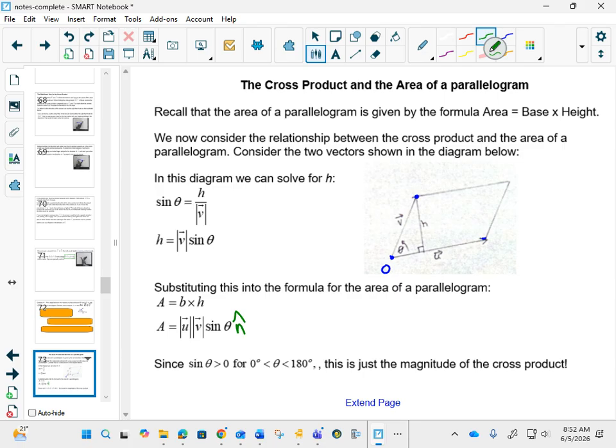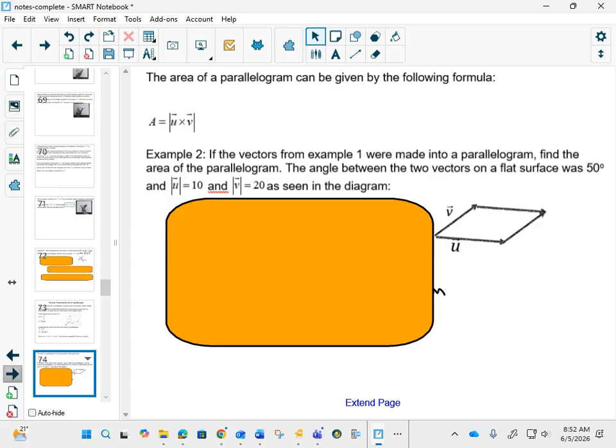So if we find the length of this, that is just the magnitude of the cross product, which will come in nicely when we learn the Cartesian form of the cross product. So here's our new formula for the area of a parallelogram. The area of the parallelogram is just the length or the magnitude of the cross product.